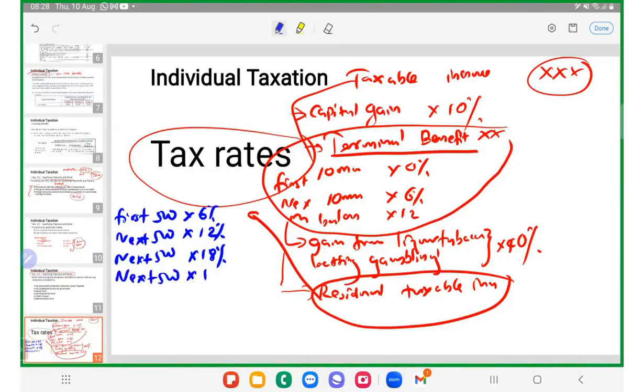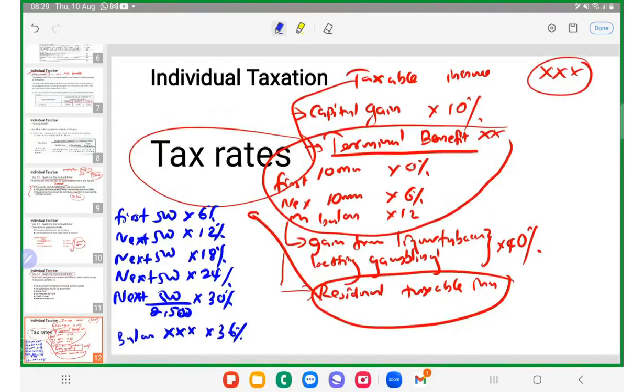The next 500,000 at 24. So the next 500,000 at 30. Then altogether you can take 2.5 million, right? If there is any balance residual income, the balance income you need to tax at 36. So this is the way that you can calculate your individual gross tax liability.